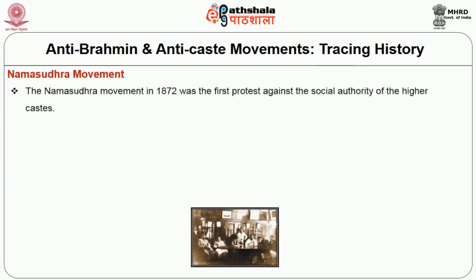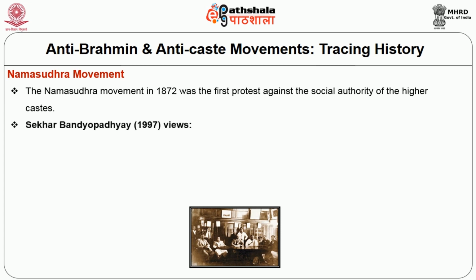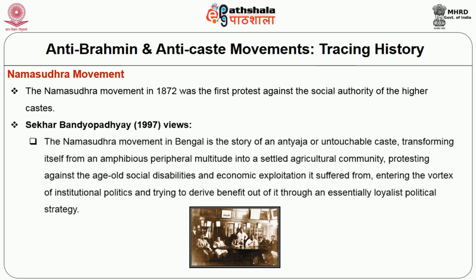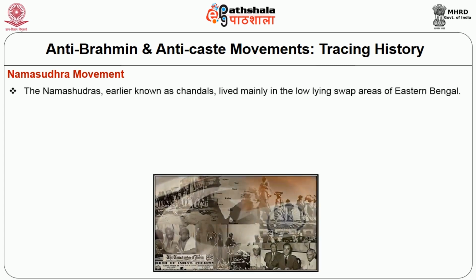The Namashudra movement in 1872 was the first protest against the social authority of the higher castes. Shekhar Bandyopadhyay views the Namashudra movement in Bengal as the story of an Antyaj, or untouchable, caste transforming itself from an amphibious peripheral multitude into a settled agricultural community, protesting against the age-old social disabilities and economic exploitation it suffered from, entering the vortex of institutional politics and trying to derive benefit out of it through an essentially loyalist political strategy. The Namashudras, earlier known as Chandals, lived mainly in the low-lying swamp area of eastern Bengal.